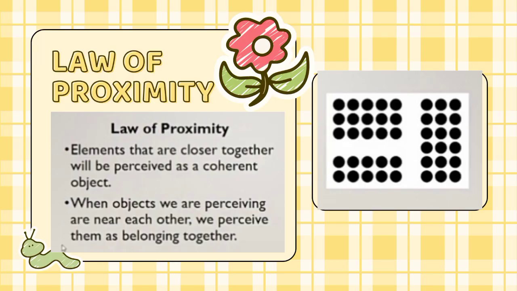The first principle is the law of proximity. Elements that are closer together will be perceived as coherent objects. When objects we are perceiving are near each other, we perceive them as belonging together. Take a look at the dots. The principle of proximity suggests that objects that are close to each other are perceived as a group. For instance, a series of dots placed together are perceived as a single line rather than individual dots.